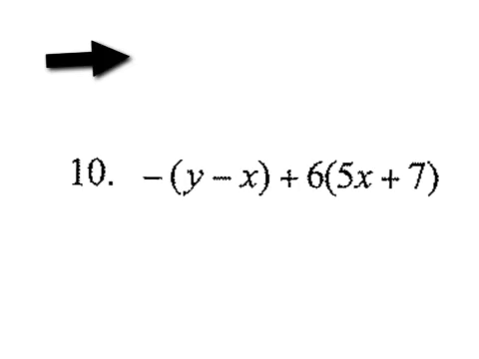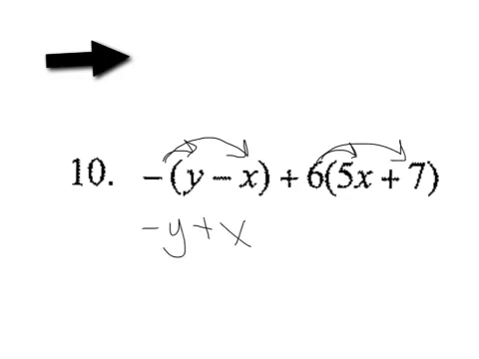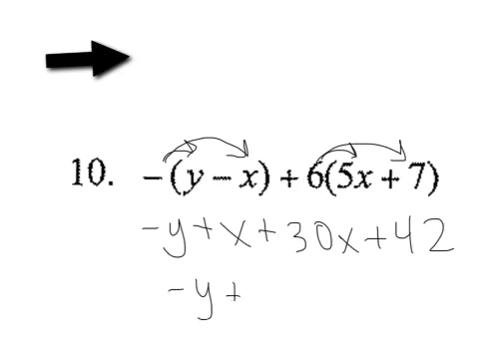And finally, problem 10. A negative times y is negative y. Negative times a negative makes that a positive x. Then you have a plus 30x and a plus 42. So the y's can't be combined with anything, so negative y is in your answer. You have 31x, and then you have your plus 42.